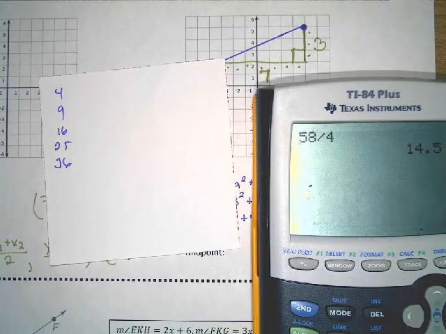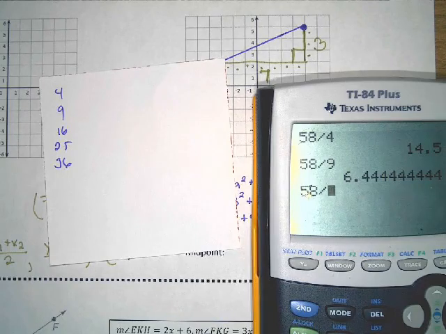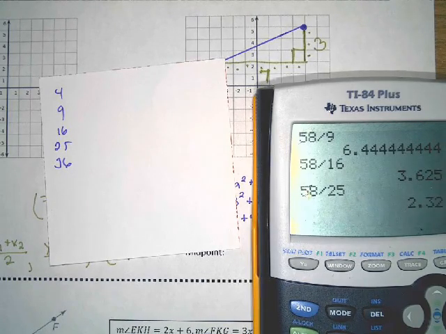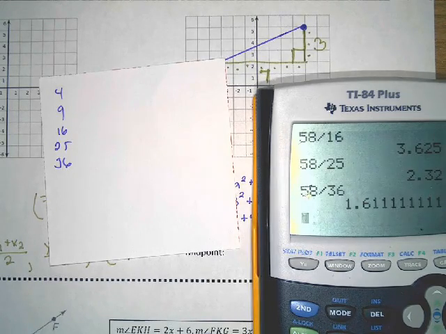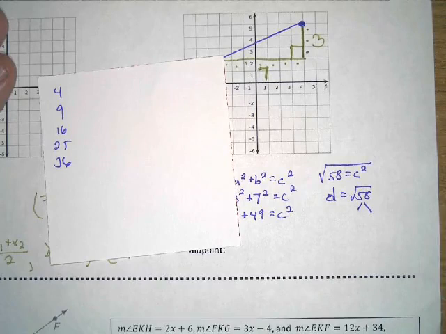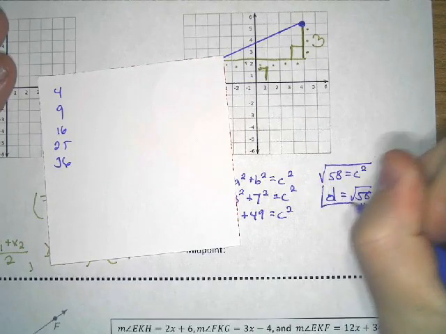Yes, I do. So 4 does not work. Let's try 9. It's again a decimal. So 58 is not divisible. Let's try 16. A decimal. Obviously, 25 is not going to work, but I'll plug it in there for you. And 36. Nothing's working for us. So guess what? There isn't a perfect square divisible with 58. When that occurs, this is our answer.